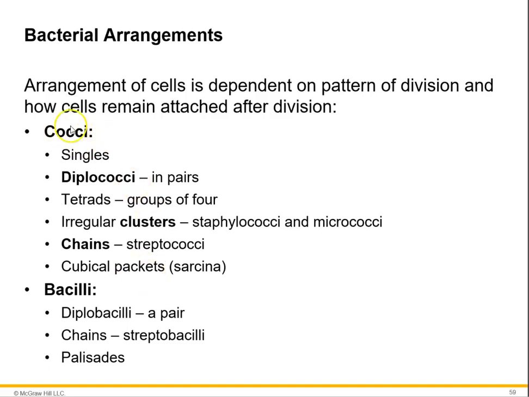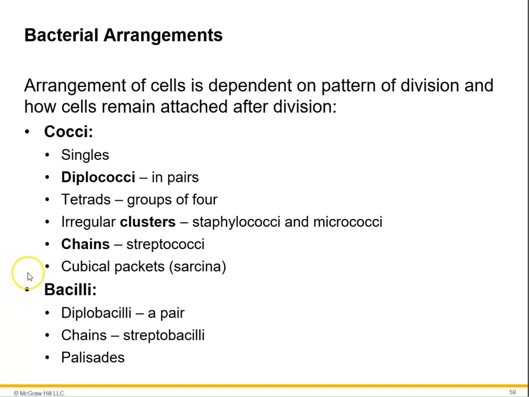So for the cocci, right, the spherical bacteria, they can be arranged by themselves, in pairs. This is diplococci. In groups of 4, that's tetrads. In irregular clusters, such as Staphylococcus. In chains, such as Streptococcus. Remember, strep means chain or twisted. And in cubical packets called a sarcina.